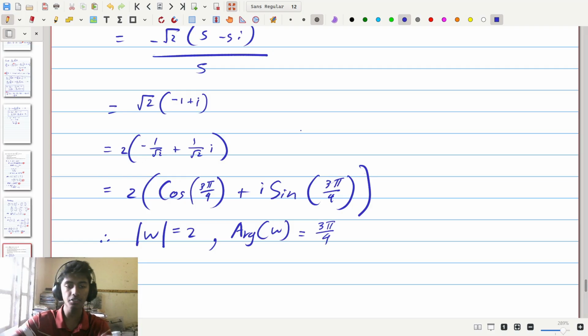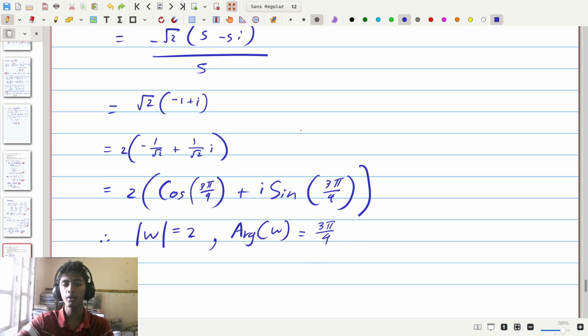Now for whatever reason, if we got this angle to be outside of the range of 0 to 2 pi, then what we would do is either add or subtract 2 pi until we get it within the range of 0 to 2 pi. But in this case, we chose an angle that is in between 0 and 2 pi, so we can just write that the arg of w is equal to that angle.